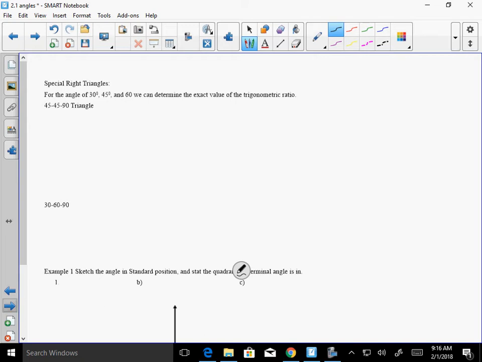Have you guys talked about 60-30s or 45s? No? A 45 triangle is basically a right triangle, and the angle's 45. So that means this angle here then has to be 45. So it's a 45 angle triangle. Now we don't say 45-45 because that's redundant, you just say it once.